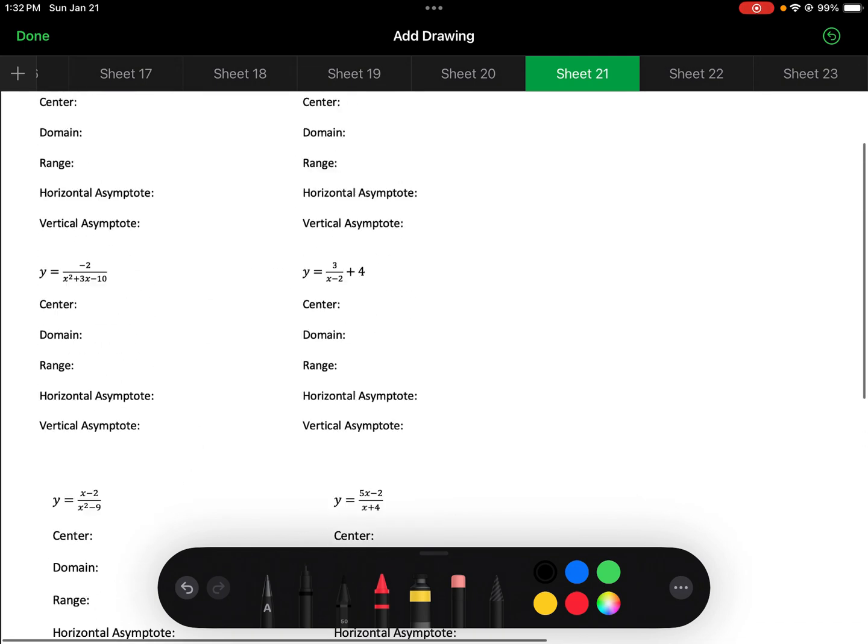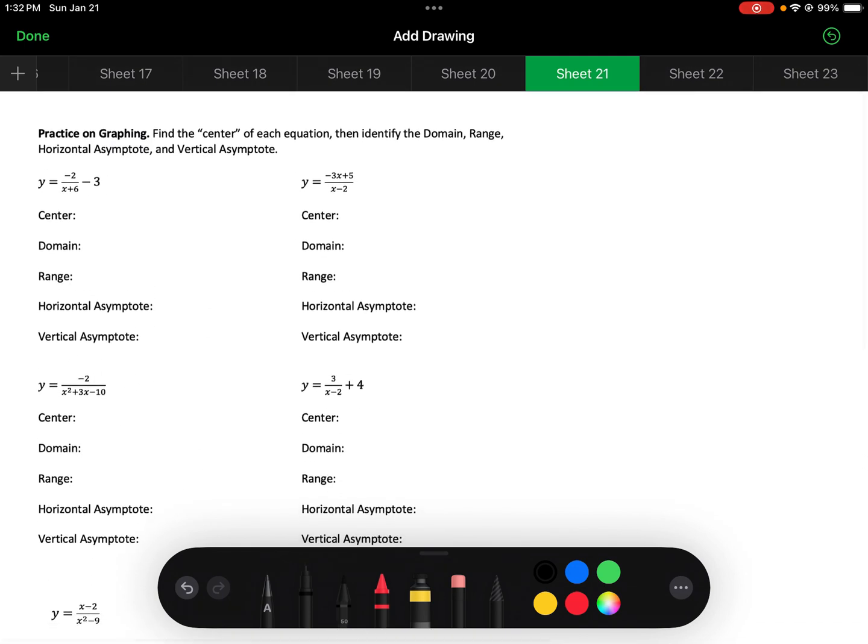So I'm going to do the first 3 problems on here, hopefully very quickly, and then the remaining 3 are for you to try on your own. First, looking at problem 1, problem 2, and problem 3, I want to pick out what style they are, and then I'll come back and find their centers, domain, range, horizontal, and vertical asymptotes.